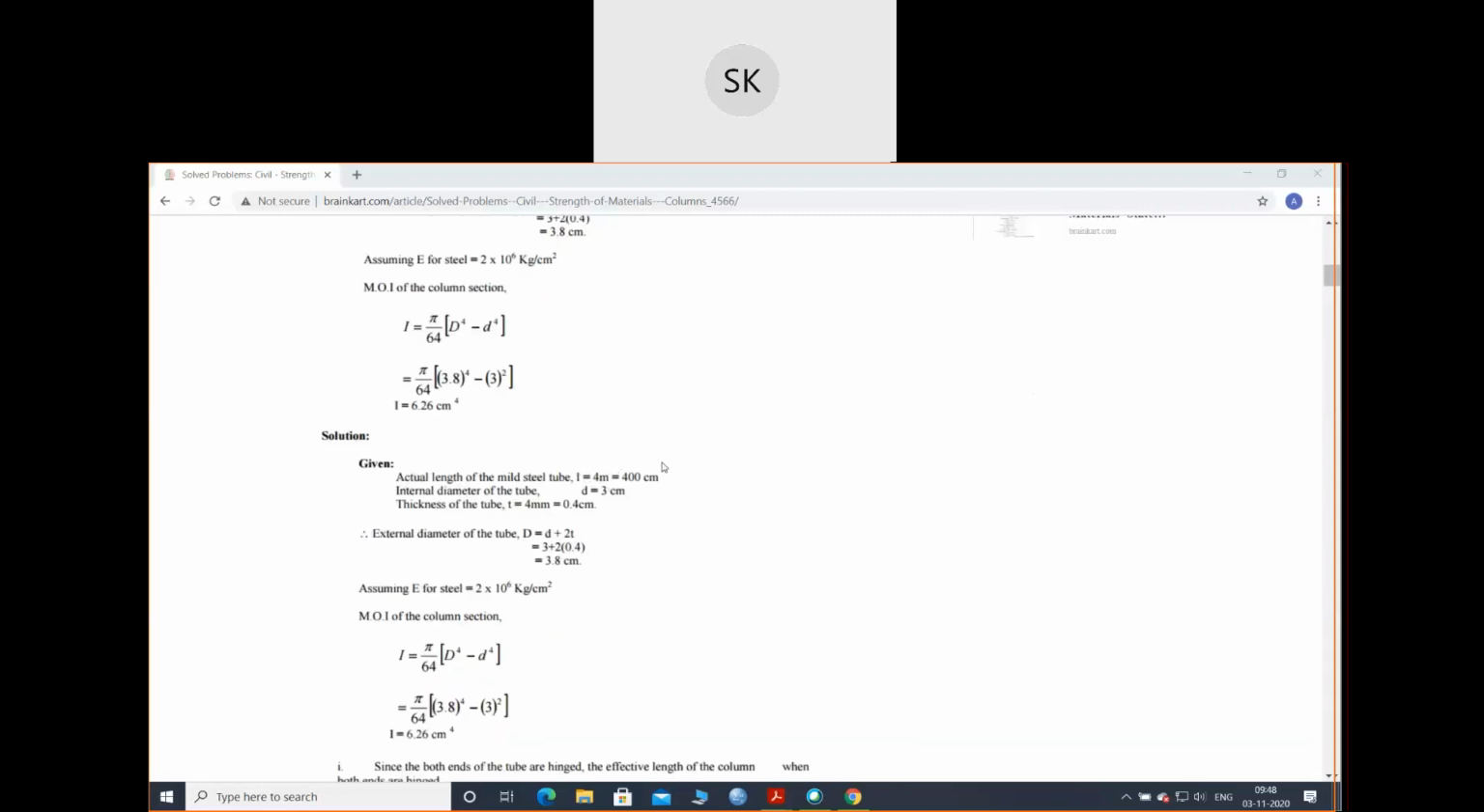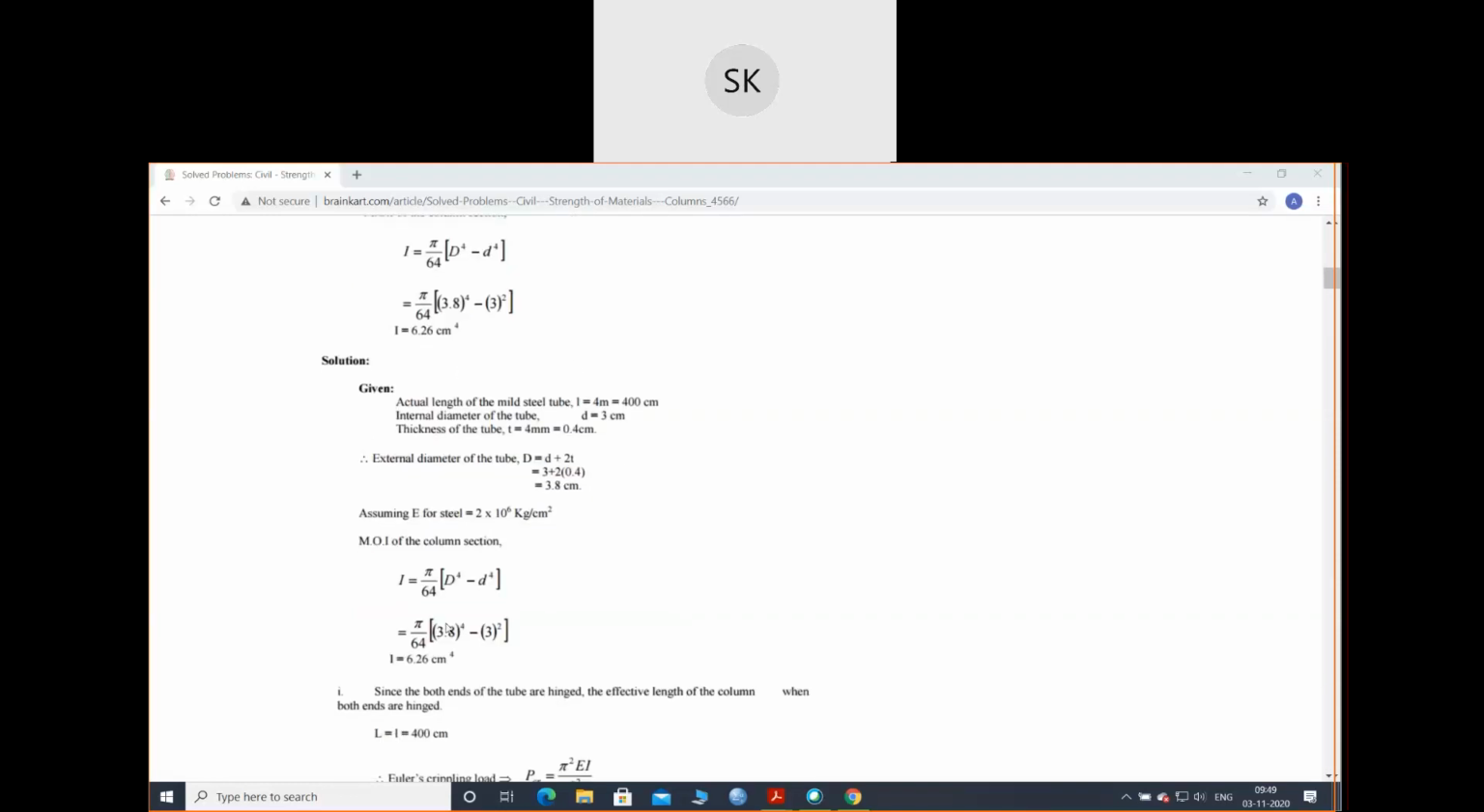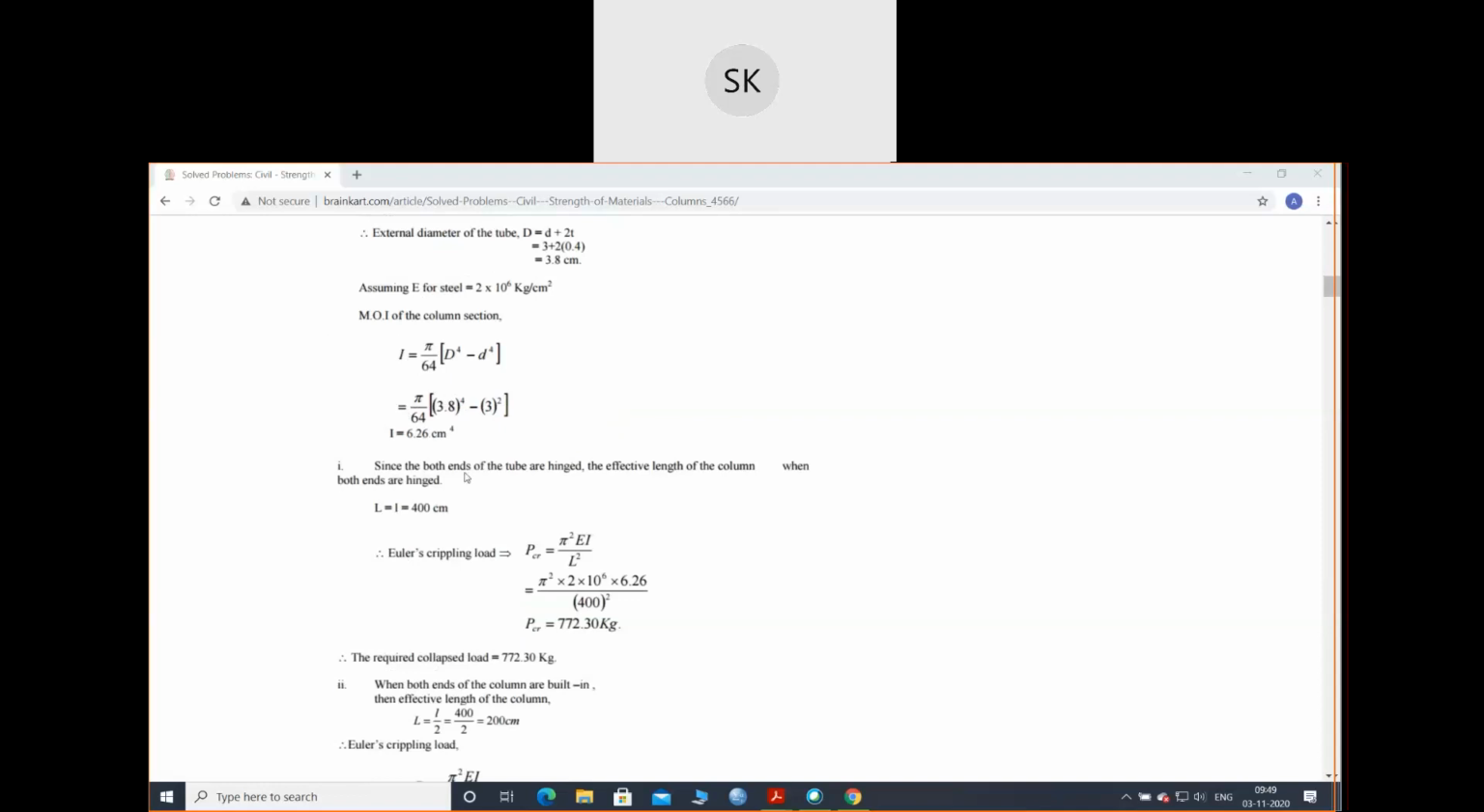Length was given in meters; they have converted it into centimeters. Internal diameter of the tube is given as 3 centimeters. You have to convert all the values into one particular unit. Thickness was given as 4 mm, so it is converted into centimeters. Now this is the external diameter of the tube. They have placed all the values in the equation.